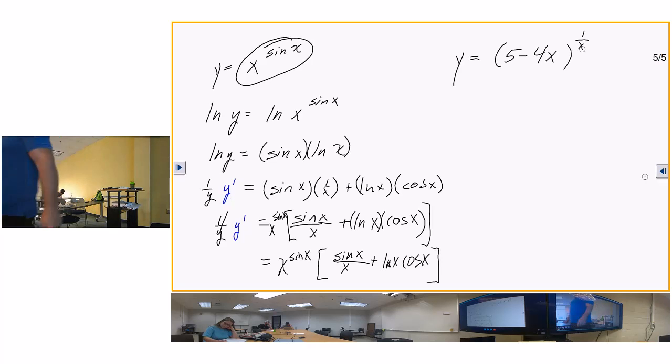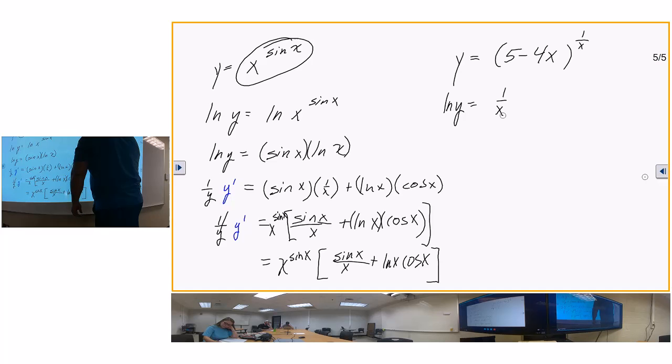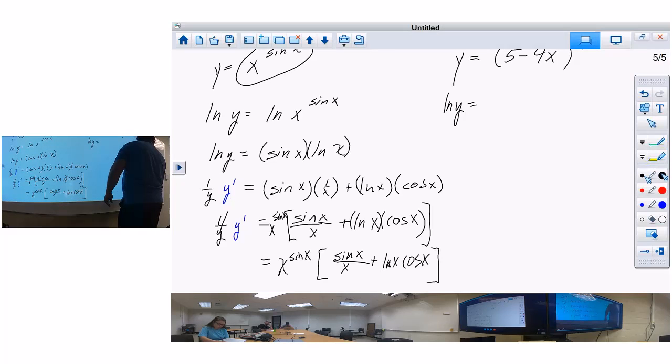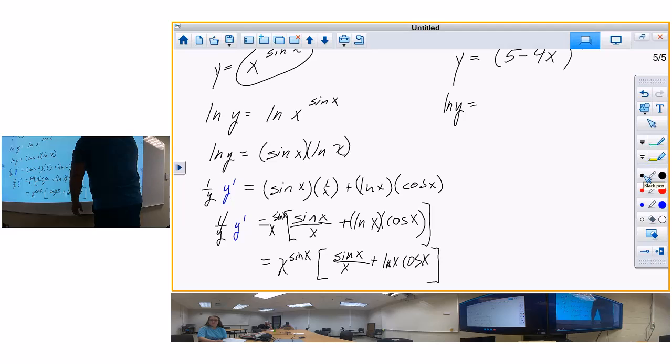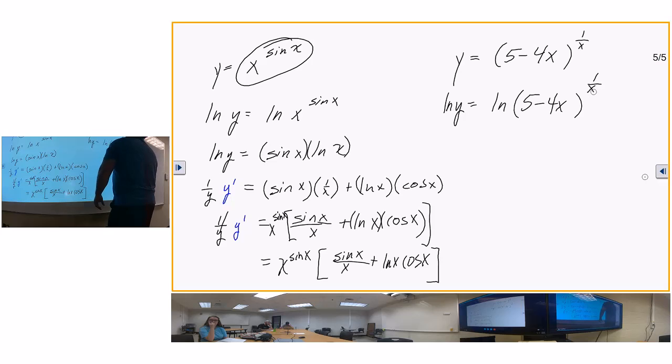So natural log of y is equal to 1 over x times what? I'm sorry, I skipped a step. I do that sometimes. That's why I write notes down. I skip steps. Natural log of 5 minus 4x, and y'all talk so much that it gets my concentration off.